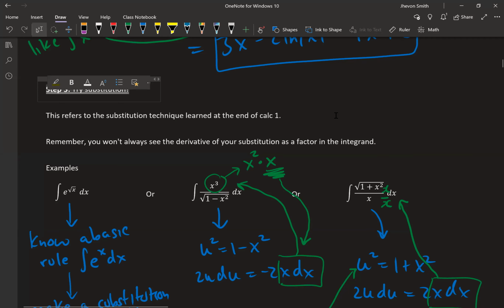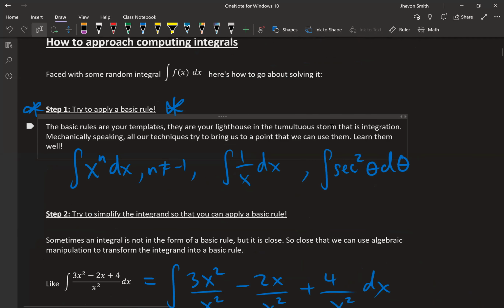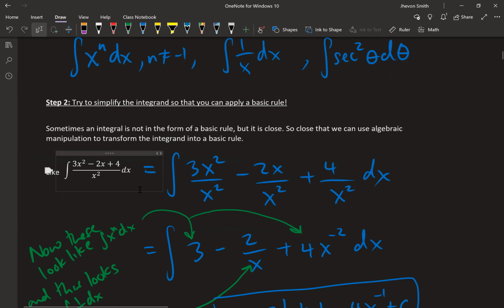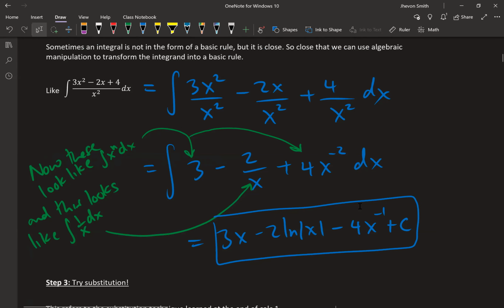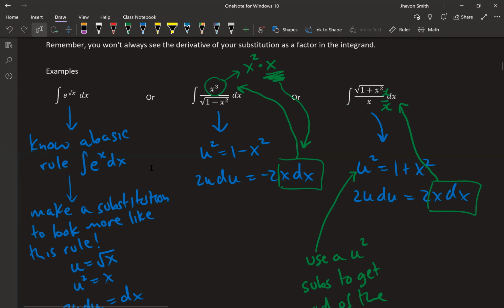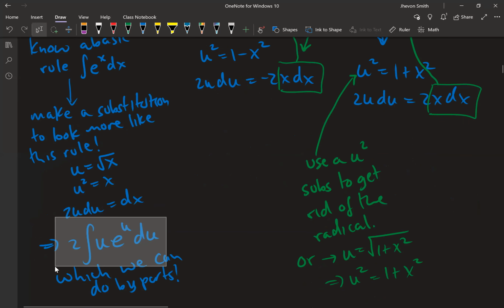Does it look like a basic rule? If yes, just apply the rule. Otherwise, can I simplify it to look like a basic rule? If yes, simplify it, apply the basic rules. Three, can a substitution work? It's not always going to be obvious. So actually try it out, see what would happen after you do the substitution, and then you start from scratch and see, can I evaluate that integral?